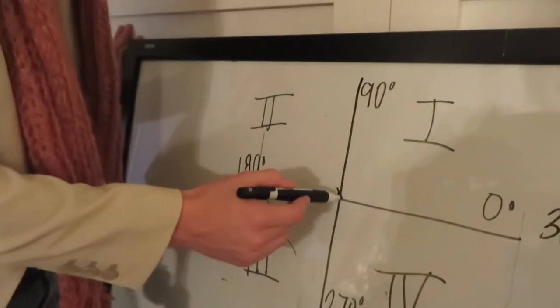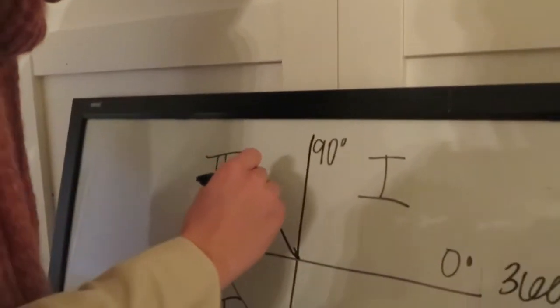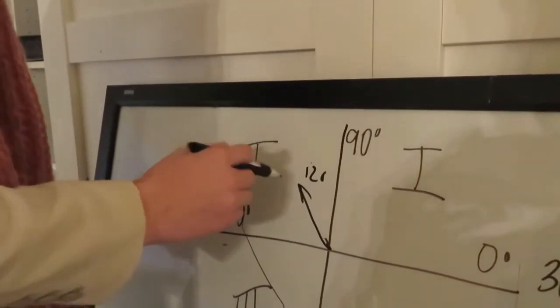Okay, for this problem, we're going to try and find the quadrant of 120. So 120 is in quadrant 2.